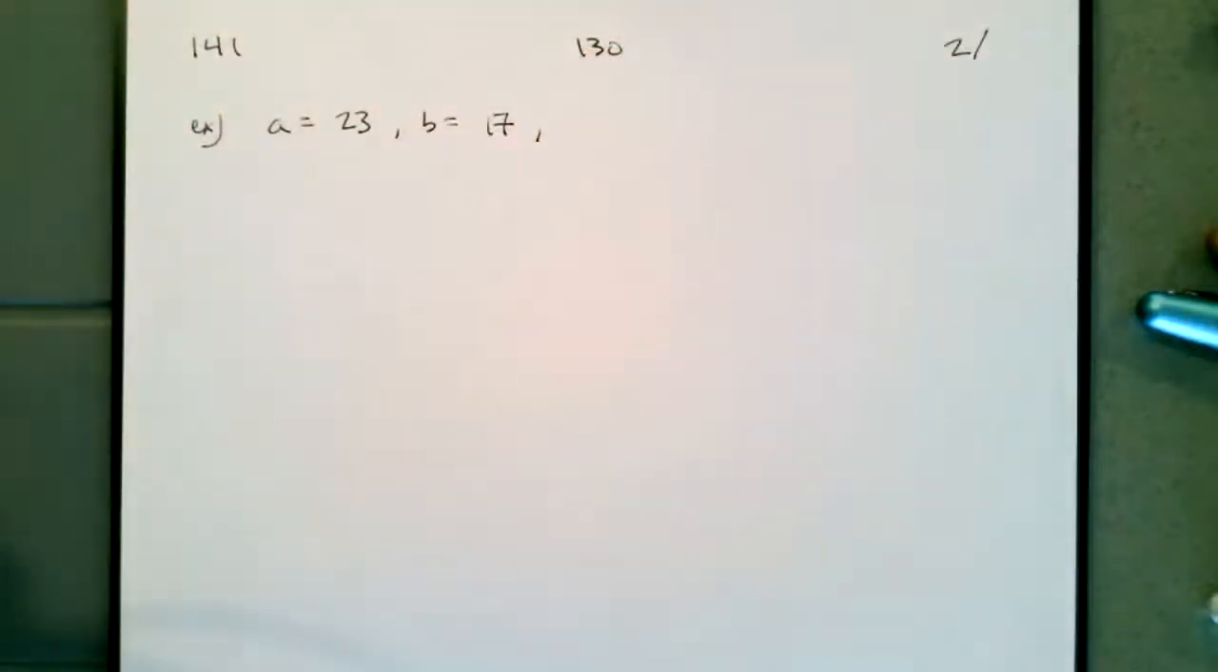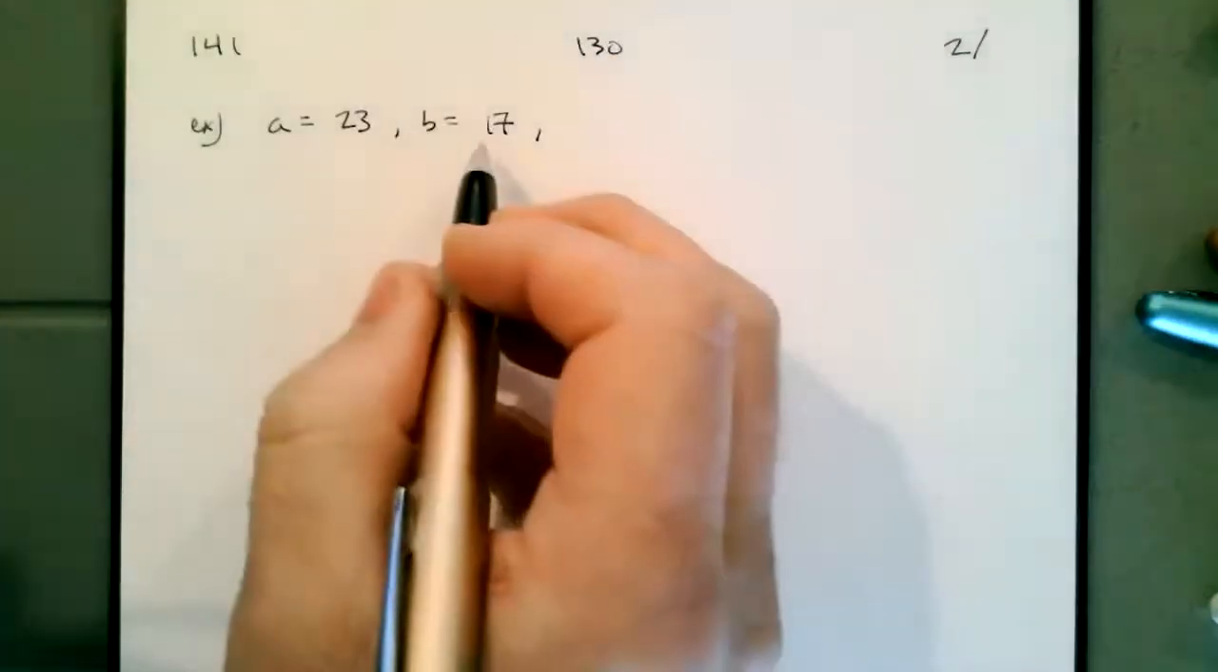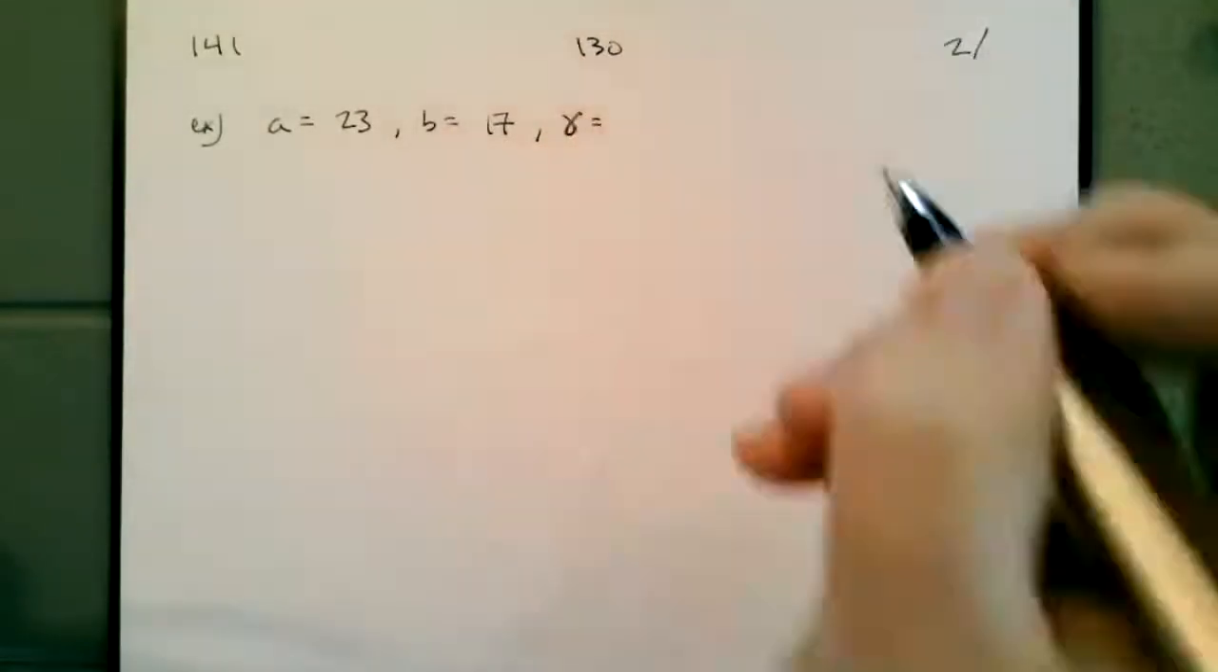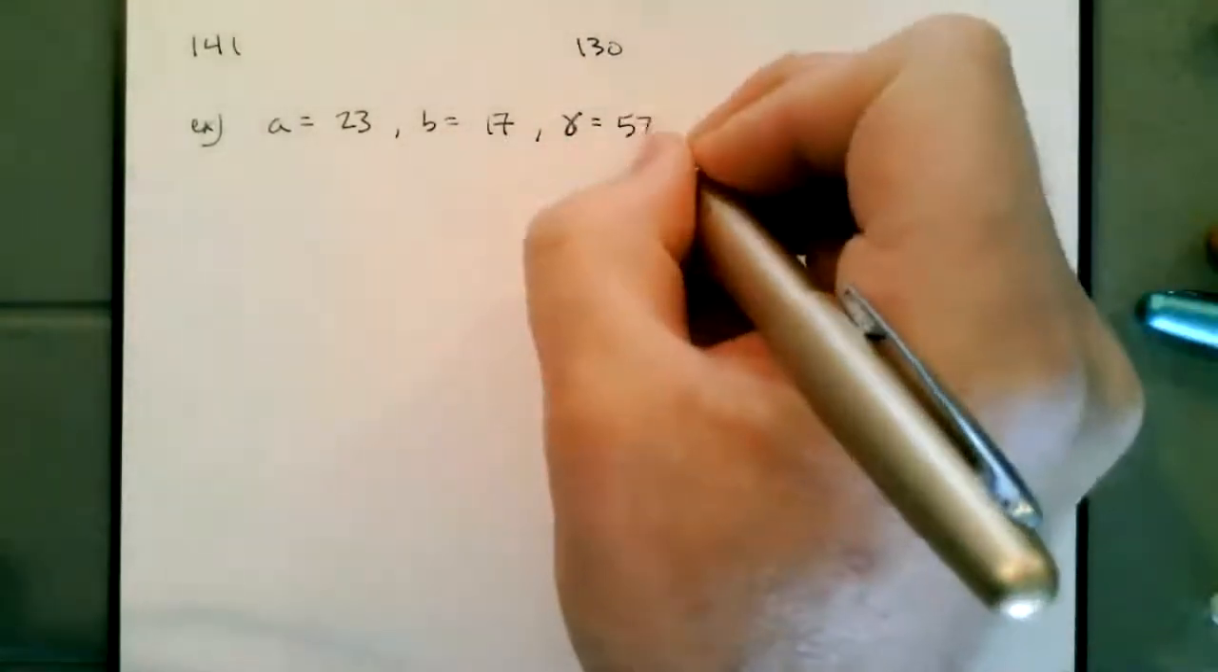Now I want to use the law of cosines. So I either have to give you side C, which we just did, so I don't want to do that again, or angle gamma. I have to give you a full set of information: two sides and the included angle. The included angle is the one that's not opposite either of these sides, so I have to give you gamma. Let's say that gamma is equal to 57 degrees.